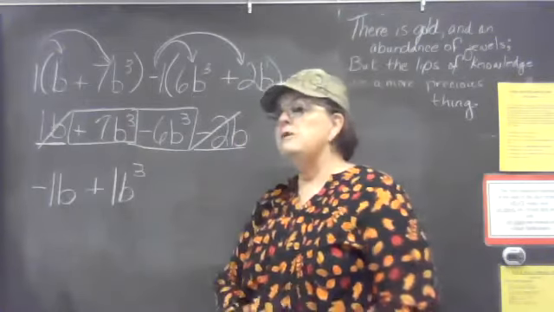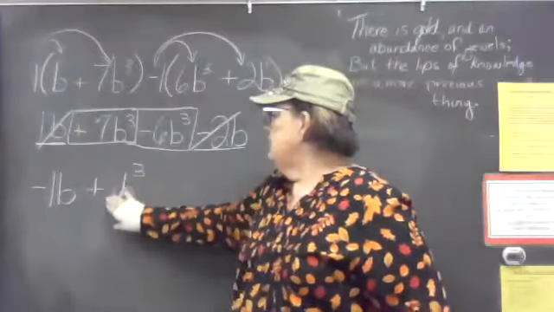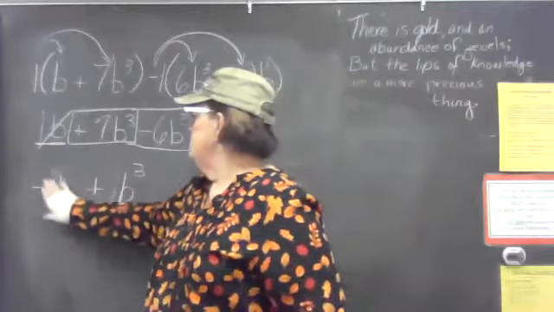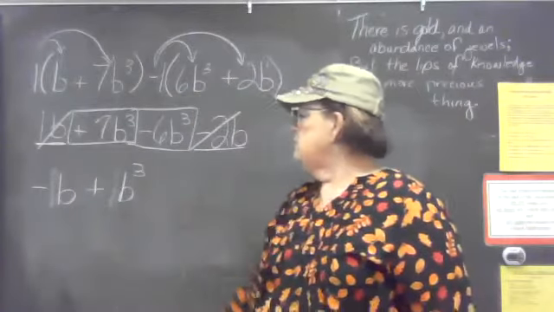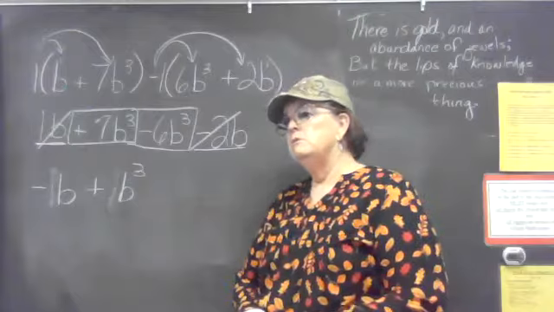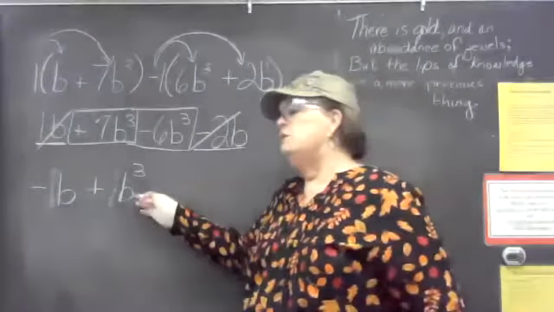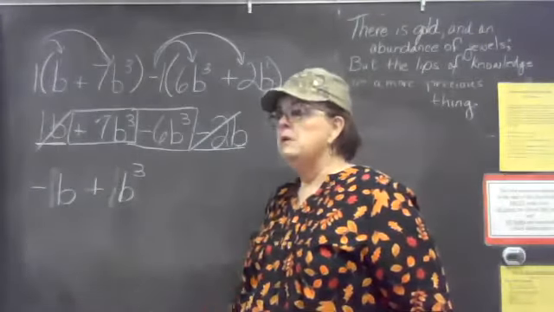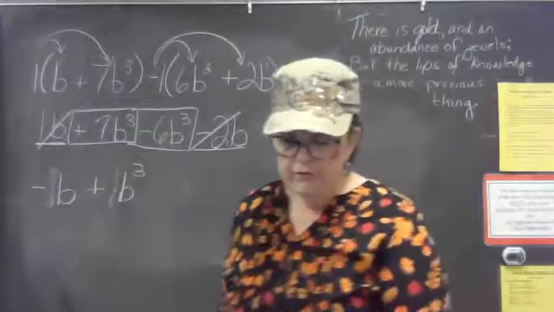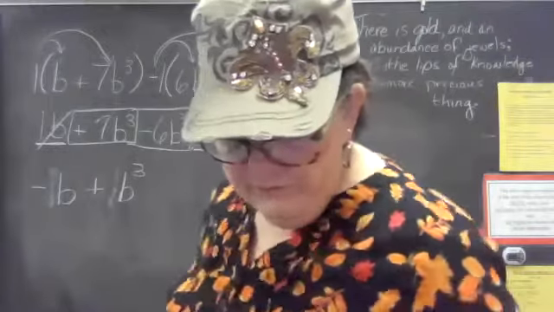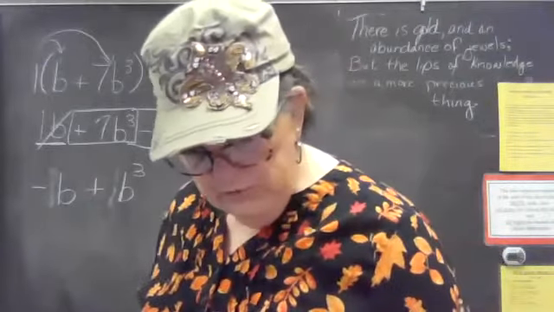And understand that on the answer sheet, it's not going to have your invisible ones. It'll be -b plus b cubed. Now that's not in standard form, and just flip over. Are they putting it in standard form? Or are they just wanting you to make sure?